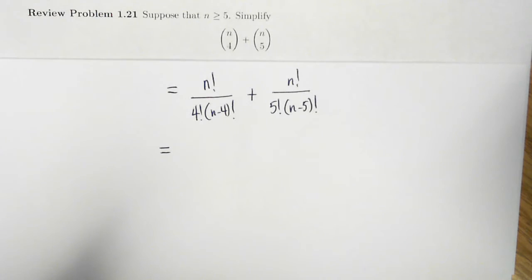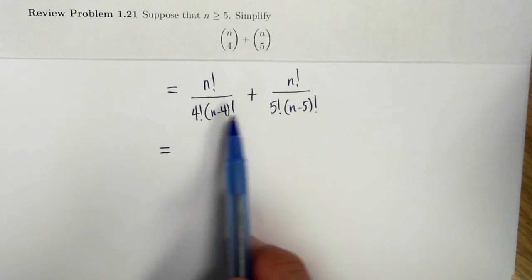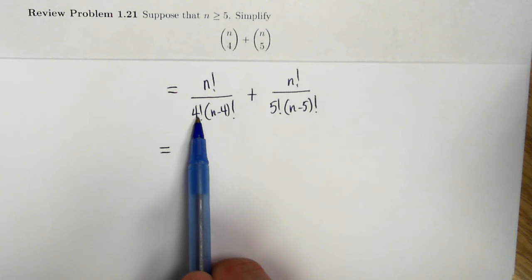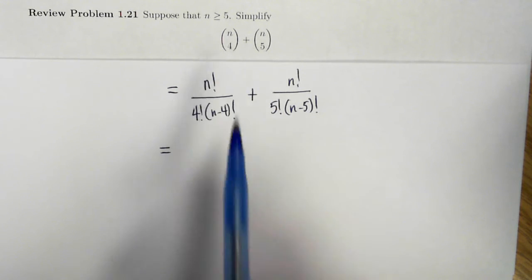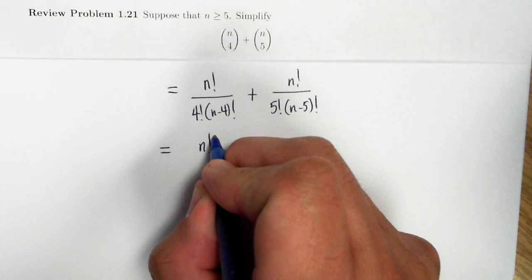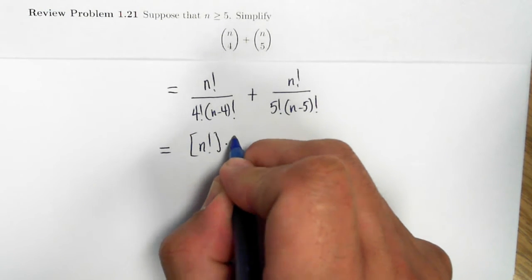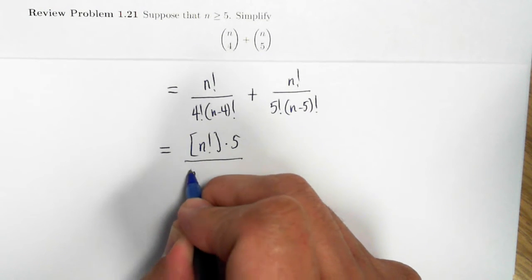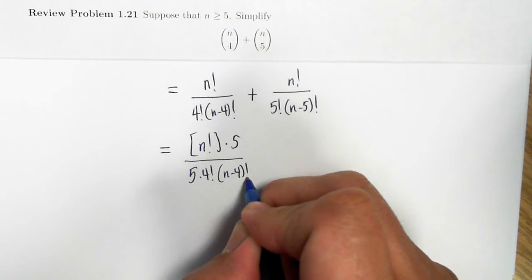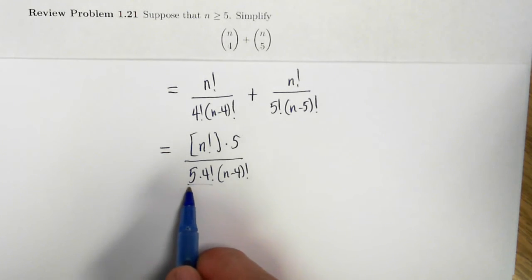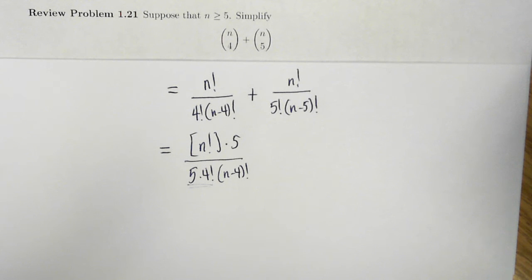Okay, now I need a common denominator. Let's first deal with the easy part. This is 1 times 2 times 3 times 4. This is 1 times 2 times 3 times 4 times 5. So there's an extra 5 here that isn't here. So I'll multiply the first fraction, top and bottom, by 5. And in this way, the part that I'm underlining there would be equal to 5 factorial.